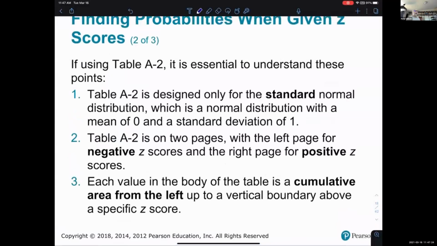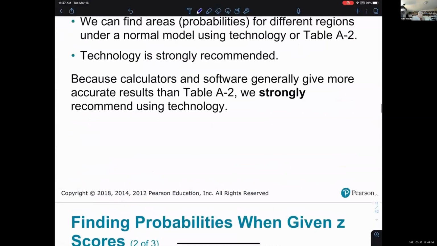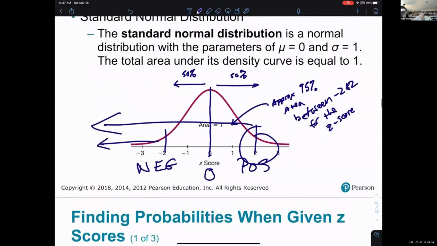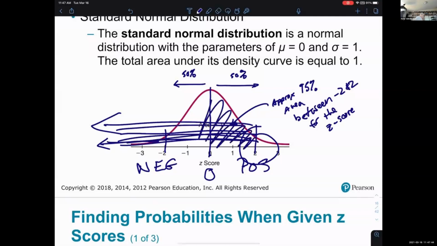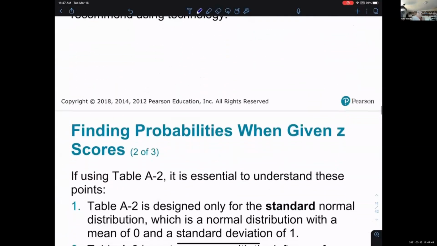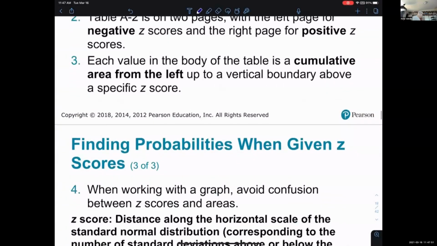And then it points out, as I was illustrating in that example, that each value in the table is a cumulative area from the left up to the vertical boundary above a specific z-score. So if you're using the table, the default is that you're always talking about the area to the left of a particular value, meaning you would shade the area to the left of that value to get the score. All right, so let's move on.